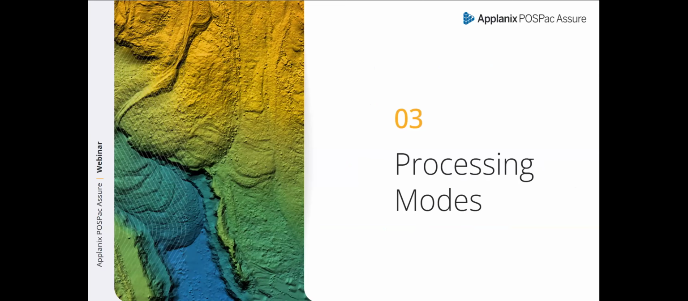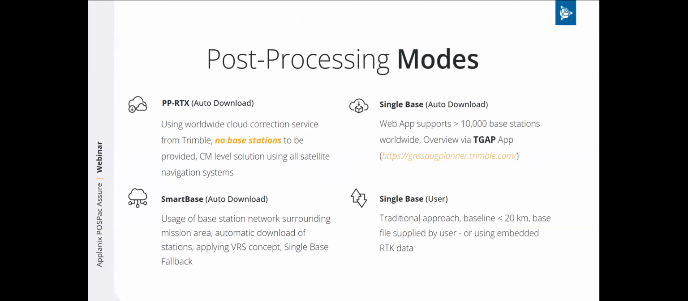Now let's get to the processing modes that we support. So first of all, the most exciting processing mode is our PPRTX, which stands for post-processed RTX. That one uses a worldwide cloud correction service from Trimble, where you don't need any base stations. And it gives you a solution with a centimeter level of accuracy.